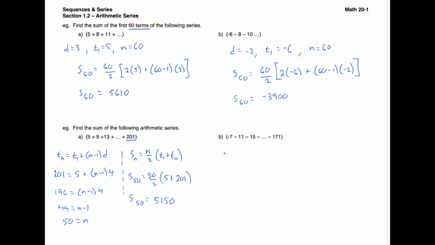So we'll use the same procedure for this. We'll use that tn equation then to solve for the number of terms, and then we'll find then the sum of the series.